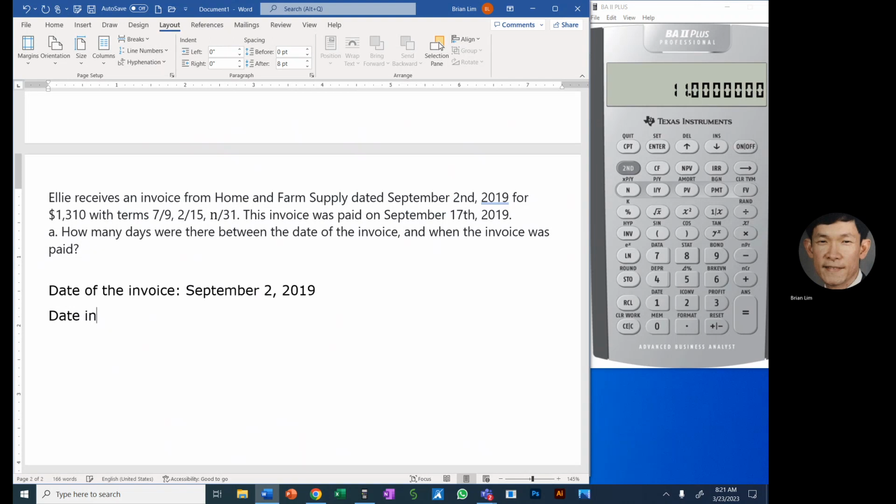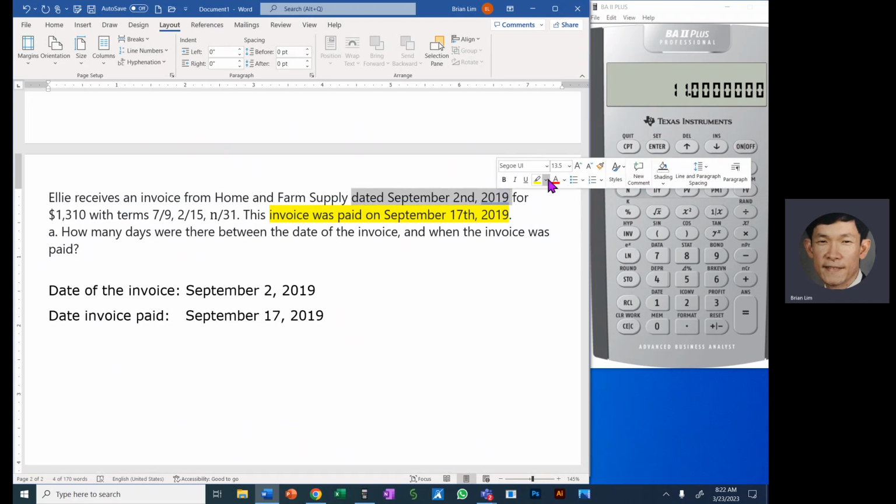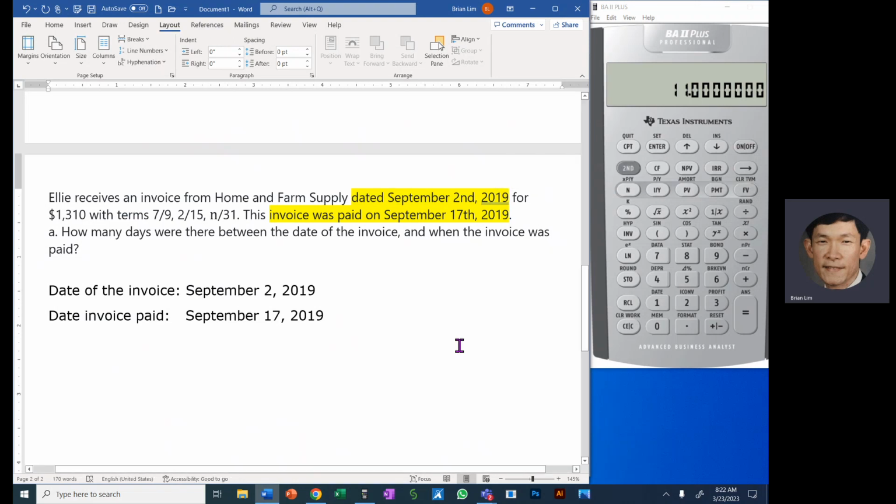All right, so date invoice paid was what? Well, it was September the 17th, 2019, right here. So the invoice was paid on this date. If you wish, you could put some highlighting, might be better for us. And it was dated on September the 2nd, 2019, right? Yeah, so there we are.